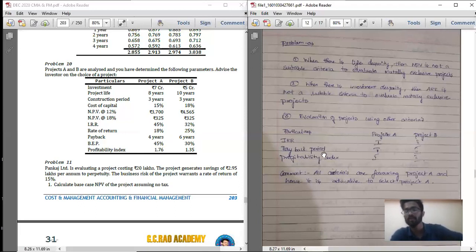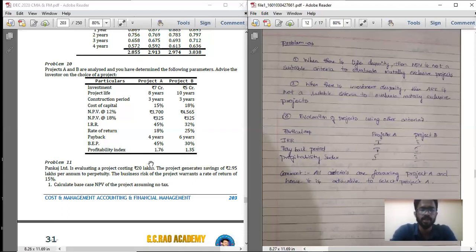So in respect of the payback period, for project A record Roman number 1, and for project B record Roman number 2. So comparatively, project 1 is acceptable if you go with the payback period. Next, last is profitability index. Below payback period, record profitability index. The profitability index for project A is 1.76 and for project B is 1.35.